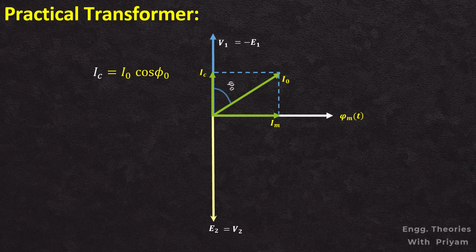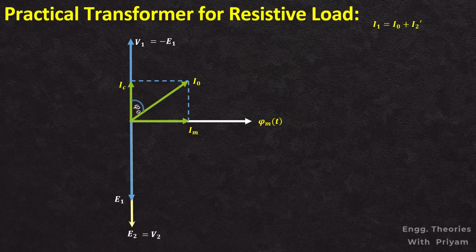The magnetizing current Im is purely inductive. It lags behind the alternating supply voltage V1 by an angle of 90 degrees. It is very small in magnitude and it is given by Im equals I0 sin phi 0. Additionally, there is a current I2 prime that counteracts the demagnetizing effect of the secondary current I2. This current is equal in magnitude and opposite in direction to the current in the secondary winding, I2. Therefore, the primary current I1 is a sum of I0 and I2 prime, or I1 equals I0 plus I2 prime.